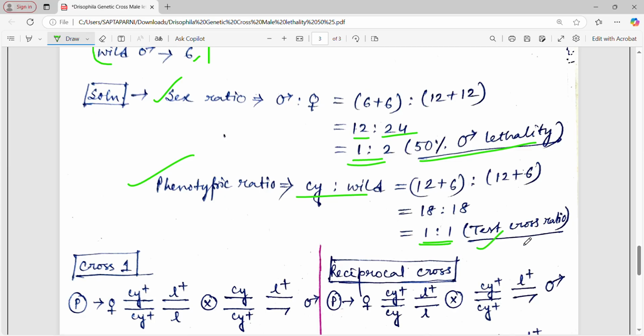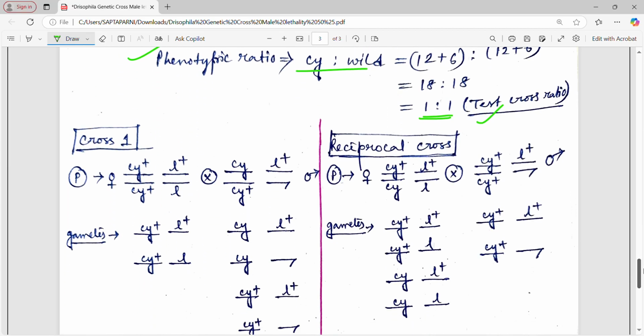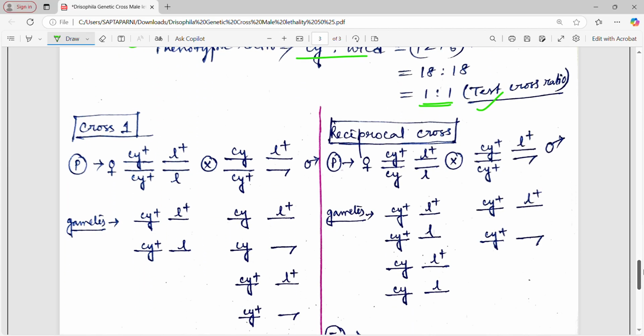In a test cross, we know that one parent should be homozygous recessive. Here which allele is recessive? Cy+ is a recessive allele. That means the wild type allele is recessive over the mutant allele Cy. So obviously one parent should carry this recessive allele in homozygous condition. One parent must carry Cy+ Cy+, and the other parent should be heterozygote. That is how all the progeny genotypes can be formed.